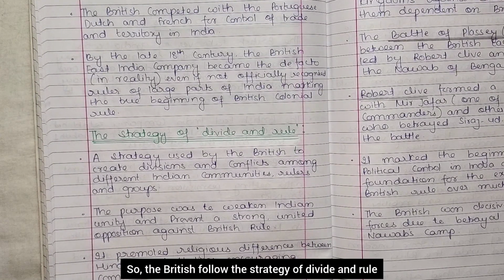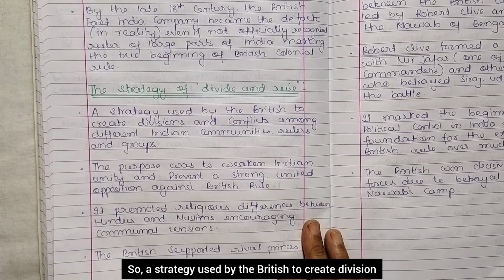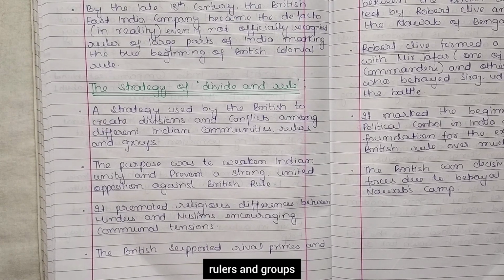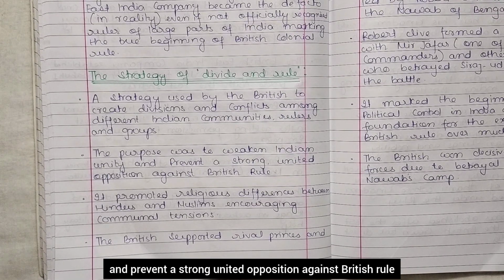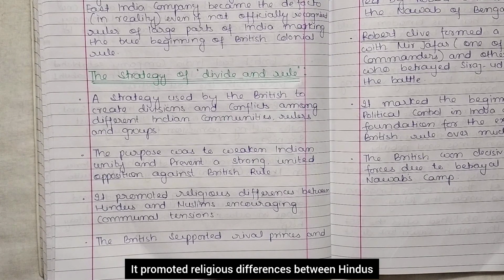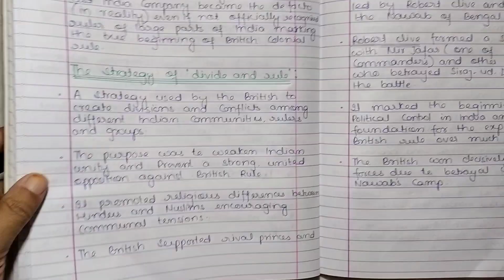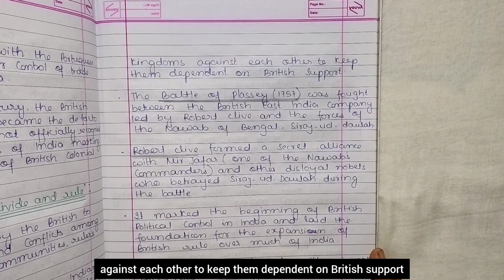So the British followed the strategy of divide and rule. Let us see what it was. It was a strategy used by the British to create division and conflict among the different Indian communities, rulers and groups. The purpose was to weaken Indian unity and prevent a strong united opposition against British rule. So this is the main purpose of using this policy. It promoted religious differences between Hindus and Muslims, encouraging communal tension. The British supported rival princes and kingdoms against each other to keep them dependent on British support.